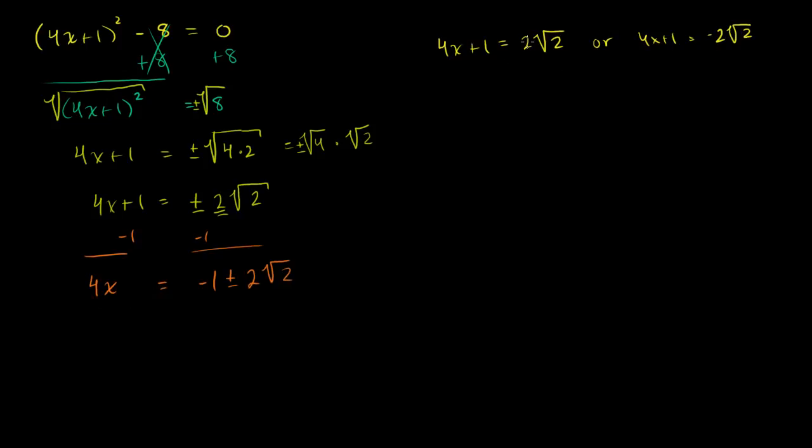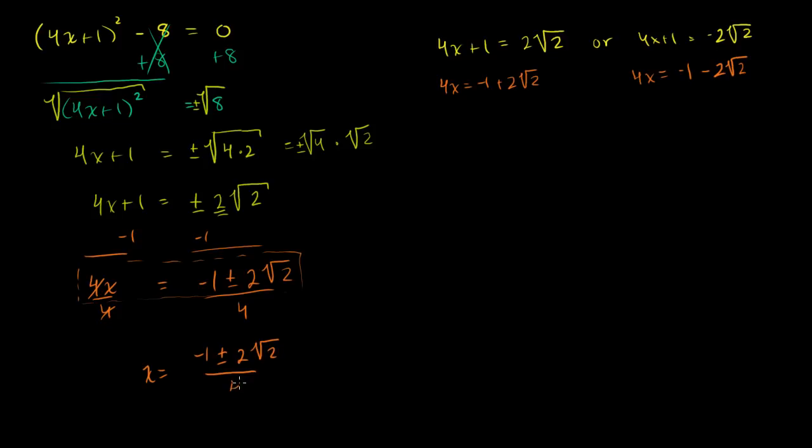If we did it here as two separate equations, same idea. Subtract 1 from both sides of this equation, you get 4x is equal to negative 1 plus 2 times the square root of 2. This equation, subtract 1 from both sides, 4x is equal to negative 1 minus 2 times the square root of 2. This statement right here is completely equivalent to these two statements. Now, last step, we just have to divide both sides by 4. So you divide both sides by 4, and you get x is equal to negative 1 plus or minus 2 times the square root of 2 over 4.